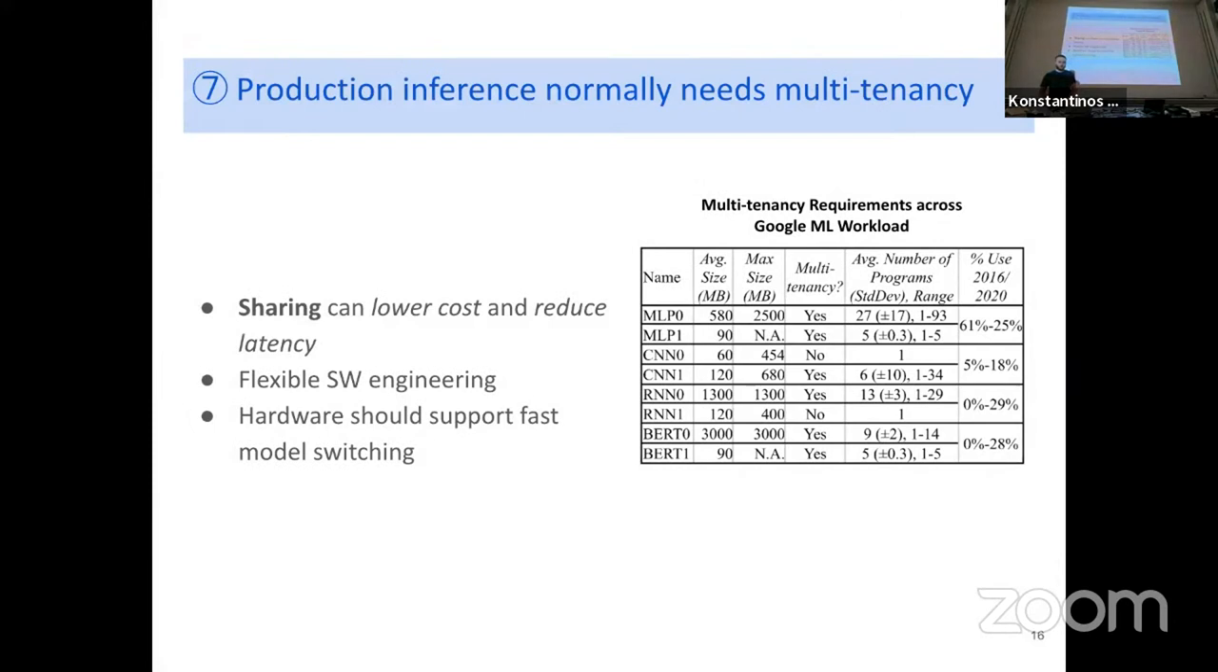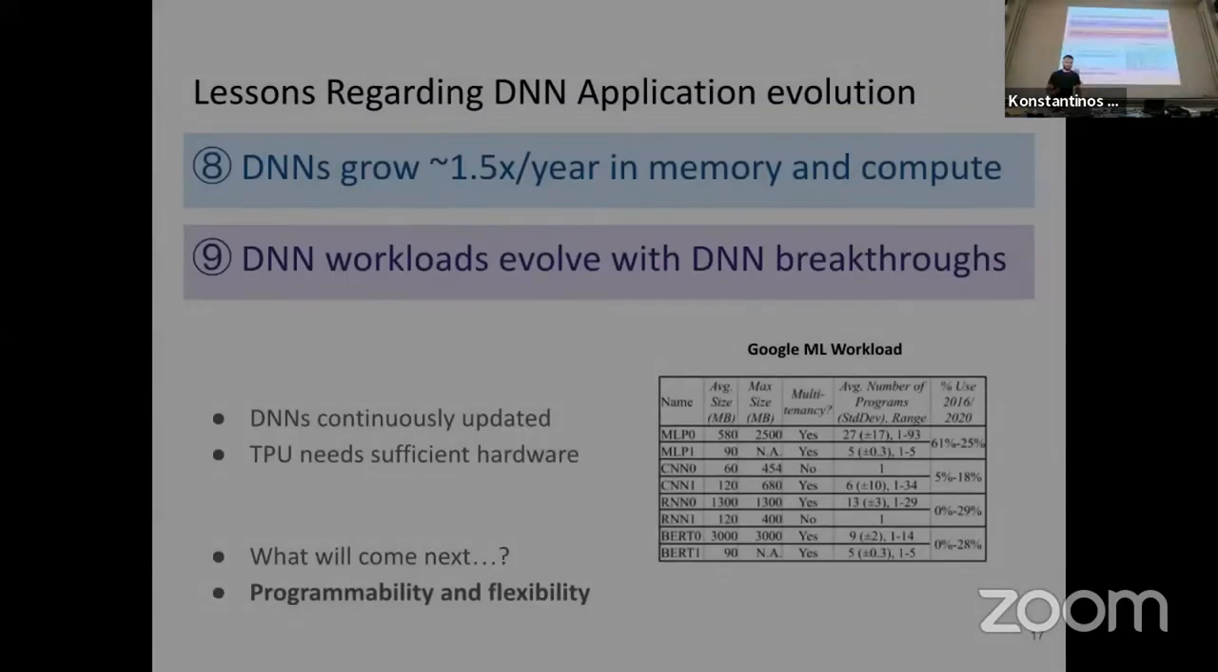So especially in Google workloads, a lot of the applications require multi-tenancy, or being able to swap models quickly. This kind of sharing of resources can, first of all, lower costs. In some cases where applications require multiple models, it can reduce the overall latency. And it also allows software engineering flexibility, where you can, for example, test new applications on a subset of users. So hardware should be able to support quickly switching between different models.